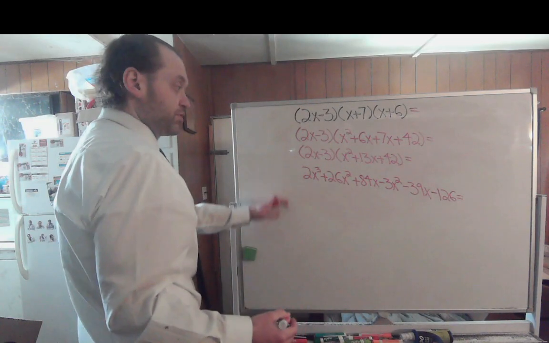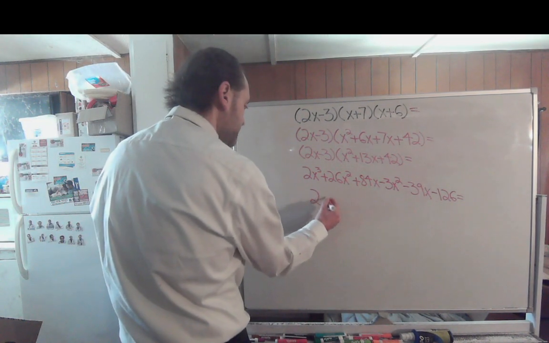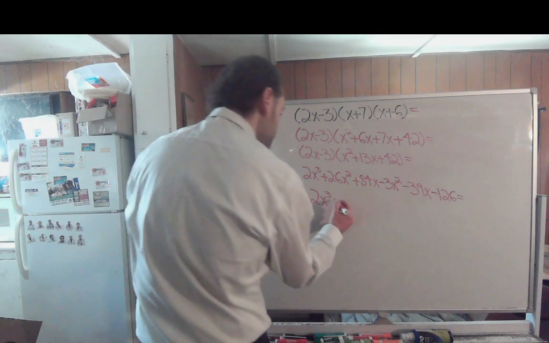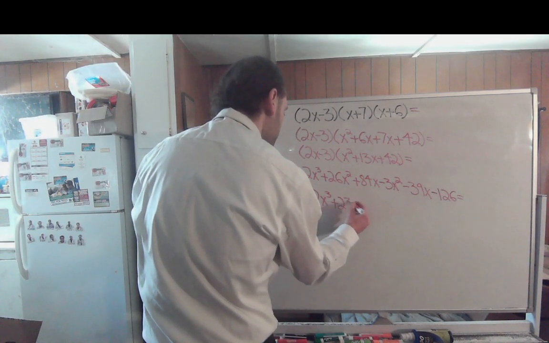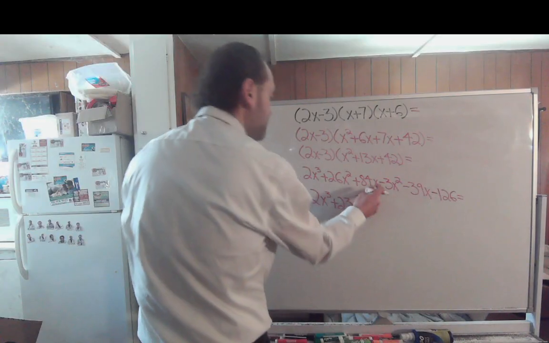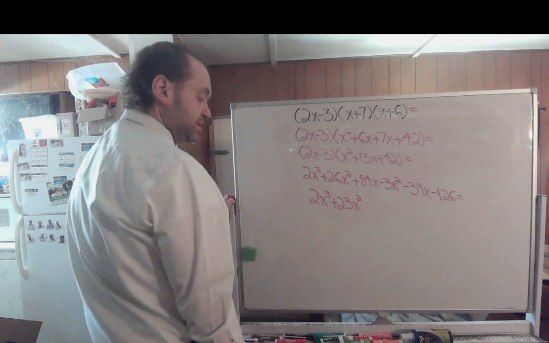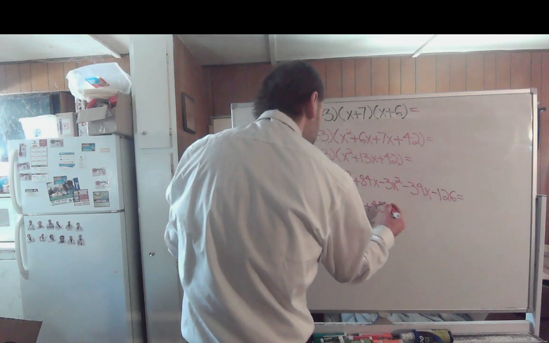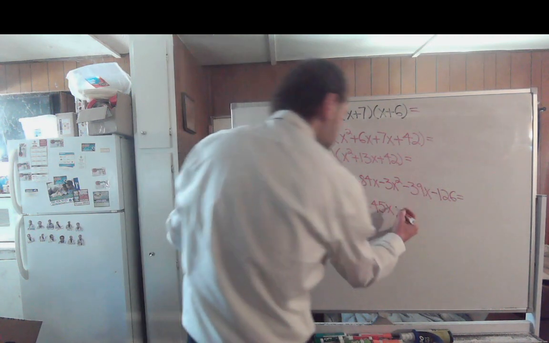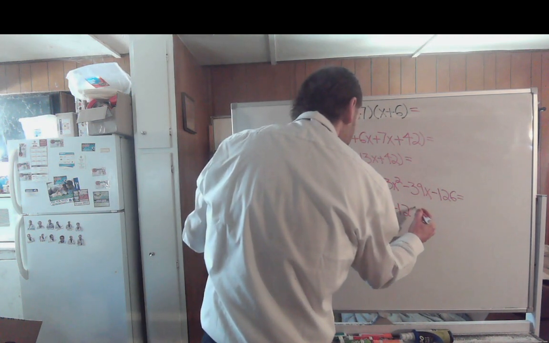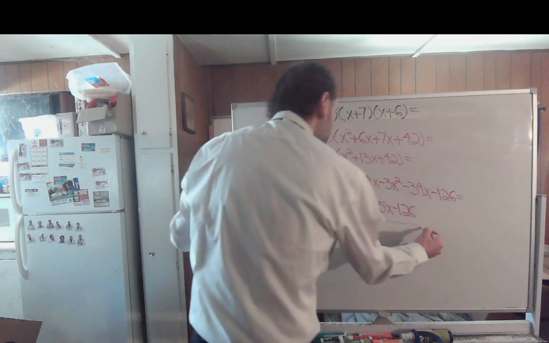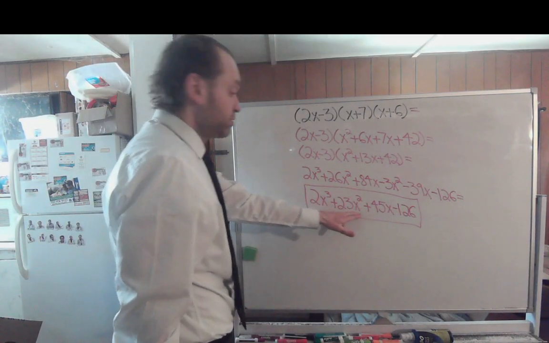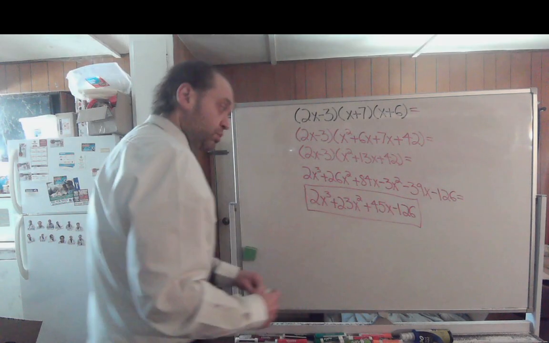So now we just go through and simplify. You'll end up with 2x to the third. 26x squared minus 3x squared turns into plus 23x squared. Then 84x minus 39x, that would be plus 45x. Then you have minus 126. So all this is going to simplify into 2x to the third plus 23x squared plus 45x minus 126.